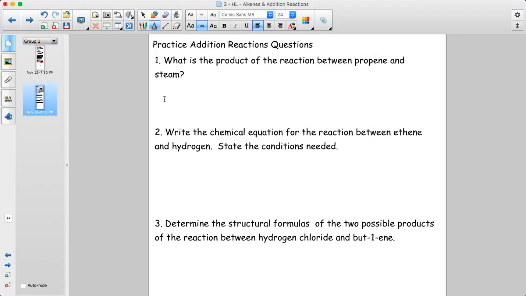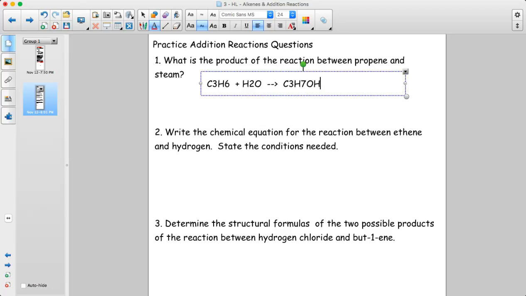The questions themselves are not too bad, like what is the product of the reaction between propene and steam? Well, propene is C3H6. Steam is H2O. And if you know that propene is an alkene, it's going to undergo addition, and you just have to figure out how to add this on. So now it becomes C3H7OH. So you've added a hydrogen onto one carbon and an OH onto the other carbon. That's from the H2O. And so you've made propanol as the main product.